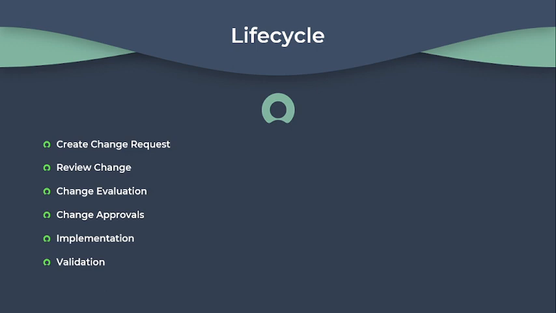Then review change. Approved changes are deployed and implemented in the production or target environment. This step involves executing the tasks and activities outlined in the change plan. Then change evaluation. Evaluation helps determine whether the change is necessary, feasible, and aligned with the organization's goals and policies. Then change approvals. Based on the evaluation, the change management team decides whether to approve or reject the change request.